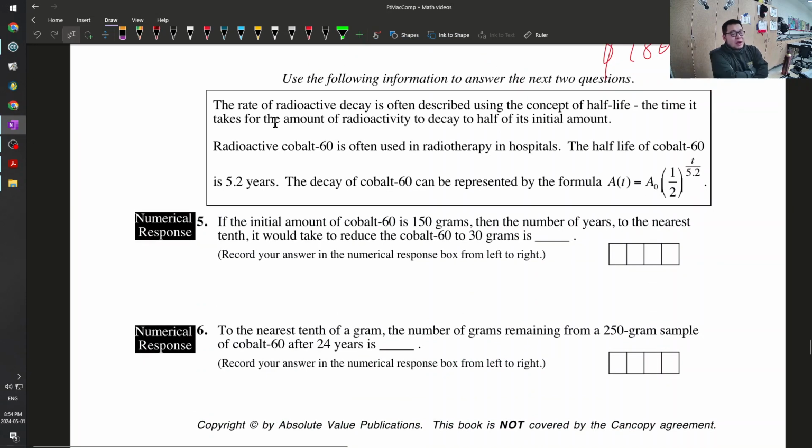The rate of radioactive decay is often described using a half-life, the time it takes for the amount of radioactivity to decay to half its initial amount. The radioactive cobalt-60 is often used in radiotherapy in hospitals. The half-life of cobalt-60 is 5.2 years. The decay of cobalt-60 can be represented by this formula. The initial amount is 150 grams, so that means A naught is equal to 150. To the nearest tenth, how many years will it take to reduce to 30 grams?